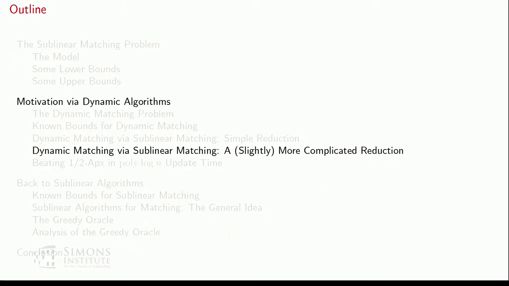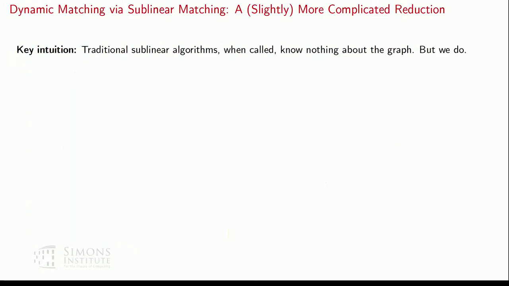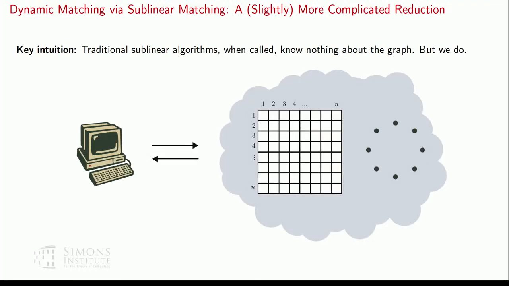Okay. So now this is a slightly more complicated reduction. So what is a slightly more complicated reduction? The key intuition behind this is that traditional sublinear algorithms, when they're called, know nothing about the graph, and they have to learn about the graph through queries. So the algorithm interacts with the input through queries, and that's all the algorithm knows. For example, it queries this entry, notices that there is an edge here and uses that somehow to estimate the size of matching, for example.